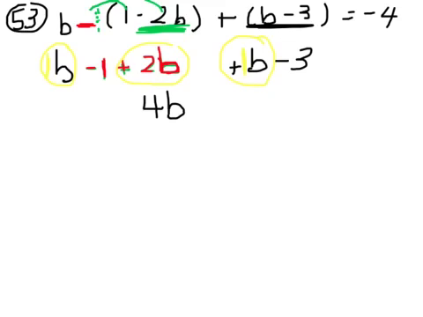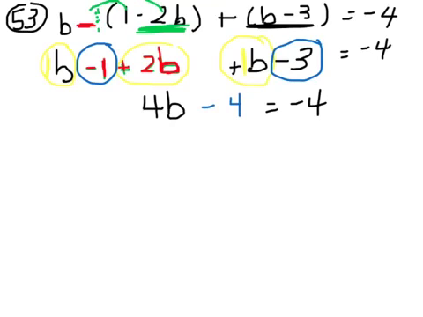Now I got some numbers I can combine. I'll circle them in blue. There's a minus 1, or a negative 1, minus 3. You could think of that as negative 1 plus negative 3, or negative 1 minus 3, but either way it's going to be minus 4. And all of that equals negative 4.